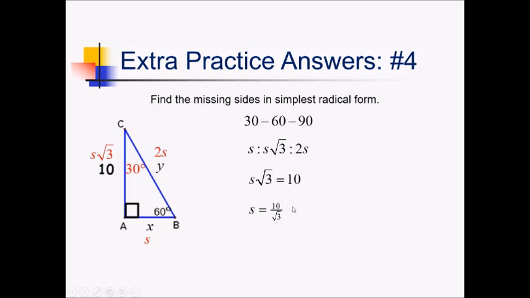If I multiply by root 3 over itself, this becomes 10 radical 3 over just regular 3. So there's our value for s. Now, taking a look at our variables, it looks like x equals s, which means that x equals this 10 radical 3 over 3. And it looks like y equals 2s, which means that y is going to be 2 times this 10 radical 3 over 3, which is going to be 20 radical 3 over 3.